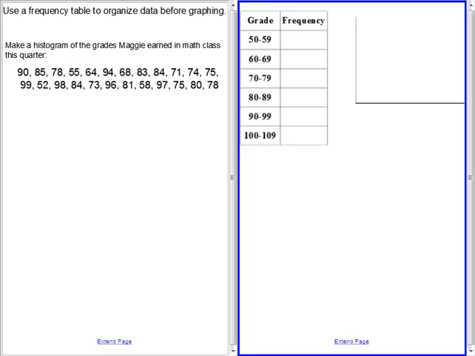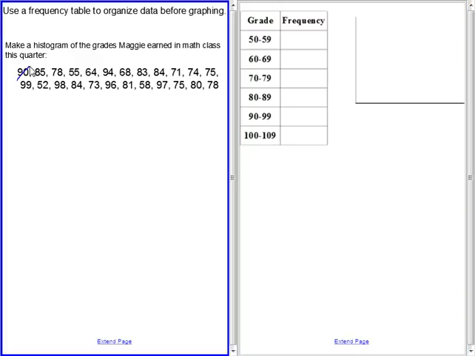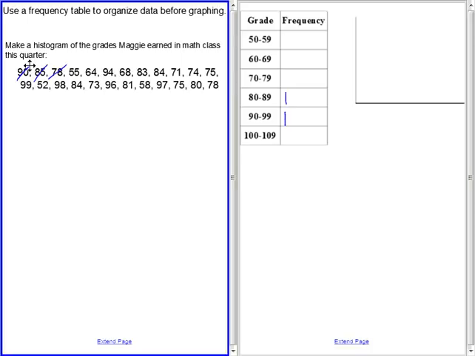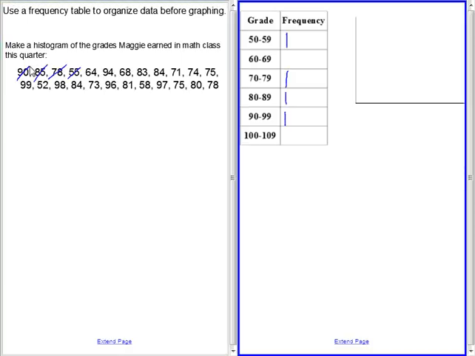So as I start working on that, I'm going to say, well, the 90 is between 90 and 99. The 85 is between 80 and 89. The 78 is between 70 and 79. The 55 is between 50 and 59, so forth and so on.